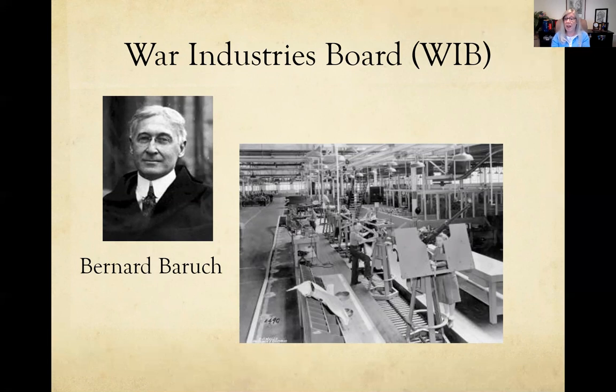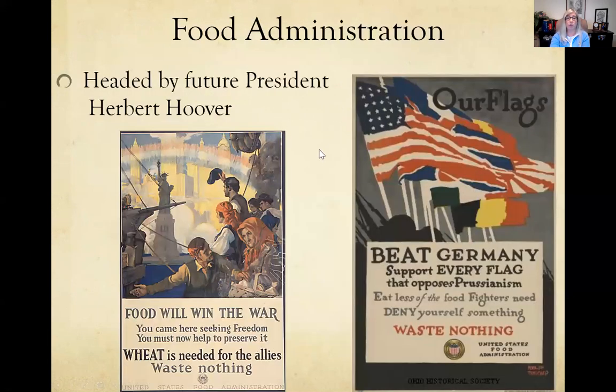They're going to be producing tanks. Tanks were new in World War I. They're going to be producing machine guns and equipment and bullets and all of these things that everyone's going to need in the war, all of our troops and then also our allies' troops.